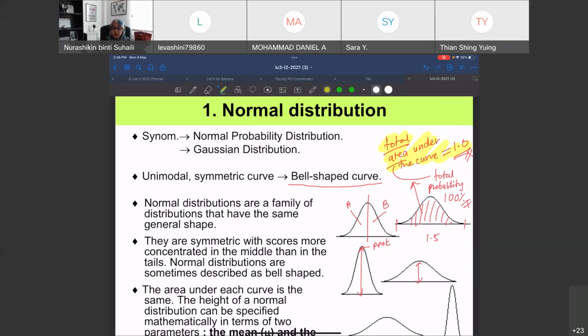Let's say the area is not covering the full range, so it should be less than 1. Yeah? So that is logic. That's something that you have to relate with the logic.